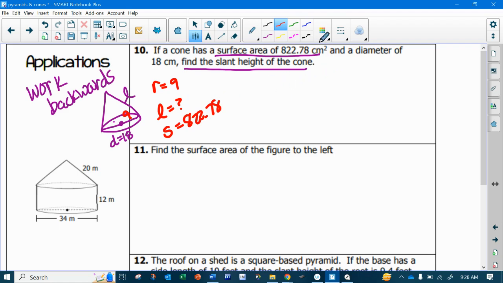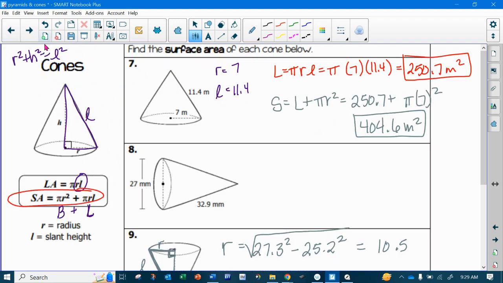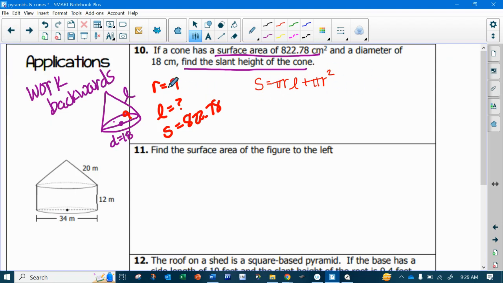So for the formula for surface area, I'm going to switch my pen here to a smaller font. The formula is pi r L plus pi r squared, because that's what it told me here on the front, surface area. So I'm just going to copy the formula down. I'm going to plug in what I know into the formula and go backwards. Surface area is 822.78, so I'm going to replace S with what S is equal to. Pi times the radius times the slant height. I don't know the slant height, so I'm going to leave it L. Plus pi r squared.